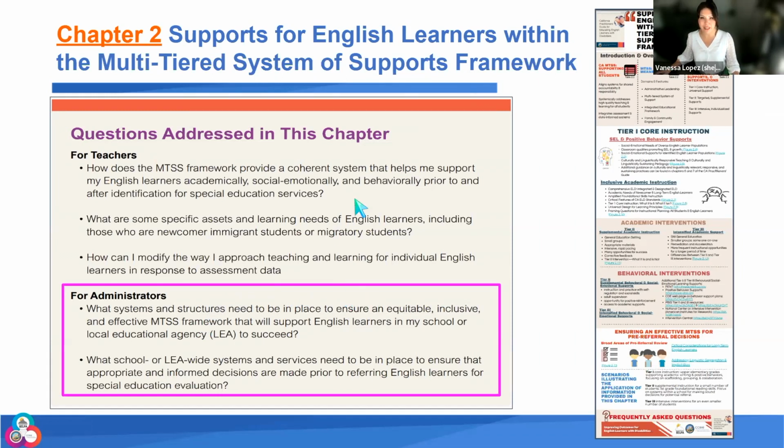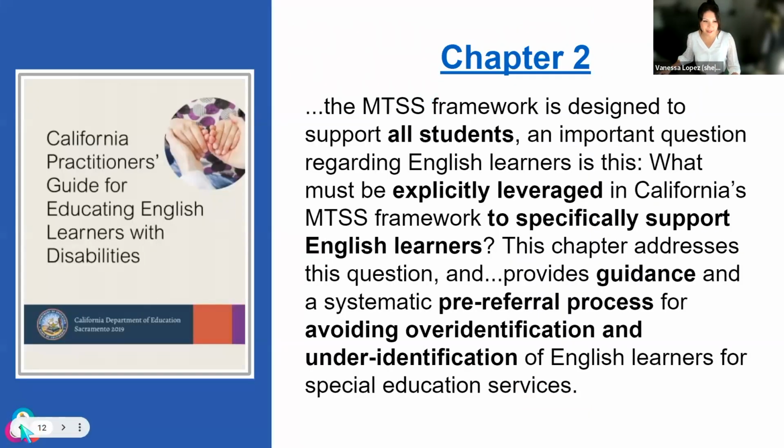And the 2 questions for administrators addressed here are: what systems and structures need to be in place to ensure an equitable, inclusive, and effective MTSS framework that will support English learners, multilingual learners in my school or LEA? Additionally, we're also going to look at what school or LEA-wide systems and services need to be in place to ensure that appropriate and informed student-centered decisions are made prior to any thought of referral or pre-referral activities for special education evaluation.